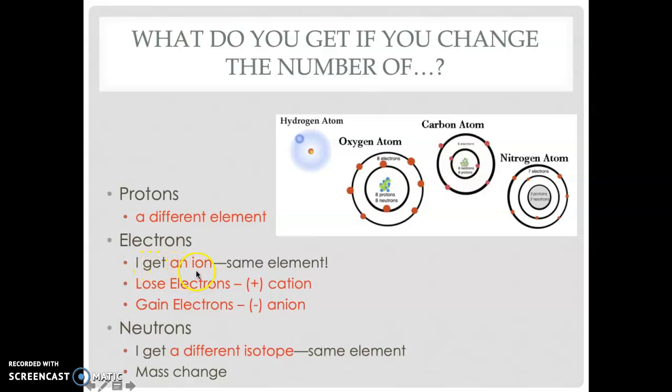If you change electrons, so let's look at one atom at a time. So hydrogen here has 1 electron out here. If you took it away, it would have a +1 and no negative ones. It would be a +1 charge. That's an ion. Specifically, when I lose electrons, it's called a cation.